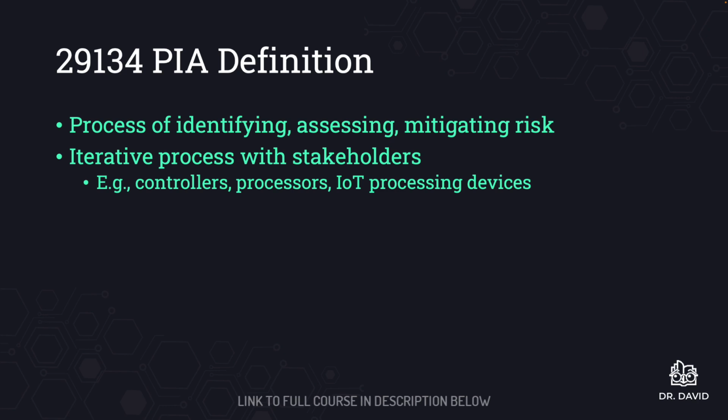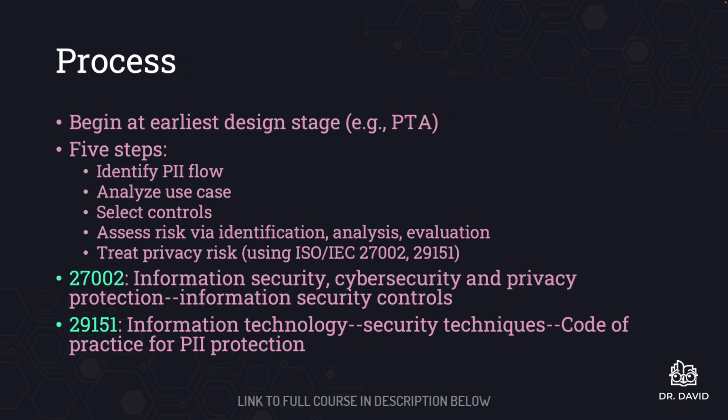processing devices. 29134 would like for us to begin the PIA at the earliest design stage and then follow a 5-step process. That 5-step process is identify PII flow, analyze use cases, select controls, assess risk via identification, analysis, and evaluation, and treat privacy risk.